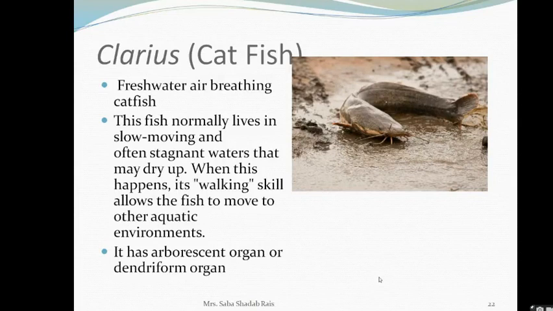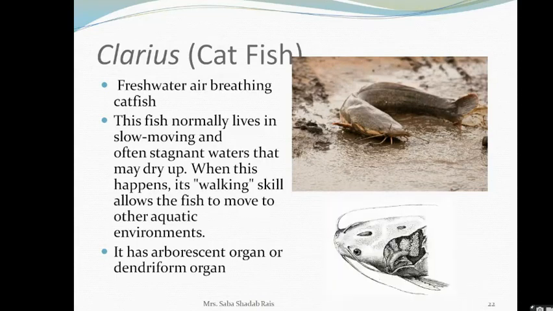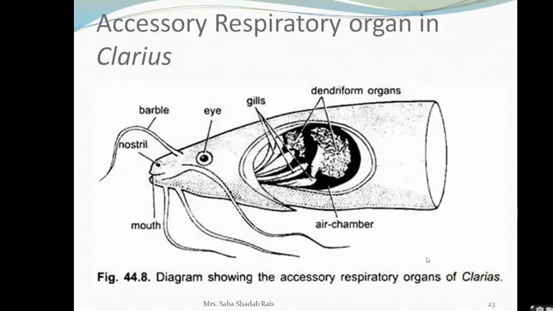Now what is the name of that accessory organ? That organ is called the arborescent organ or the dendriform organ. Dendri because it has a dendritic structure. So again I will show you the diagram. This is the arborescent organ. This looks like dendrites, so that's why it is also called the dendriform organ. So let us discuss the Clarius respiratory organ or accessory respiratory organ.